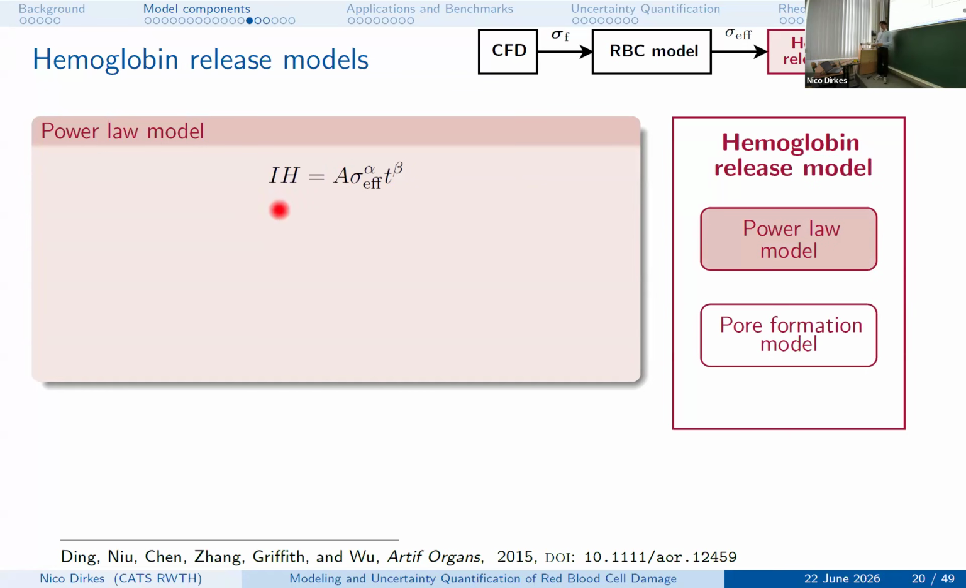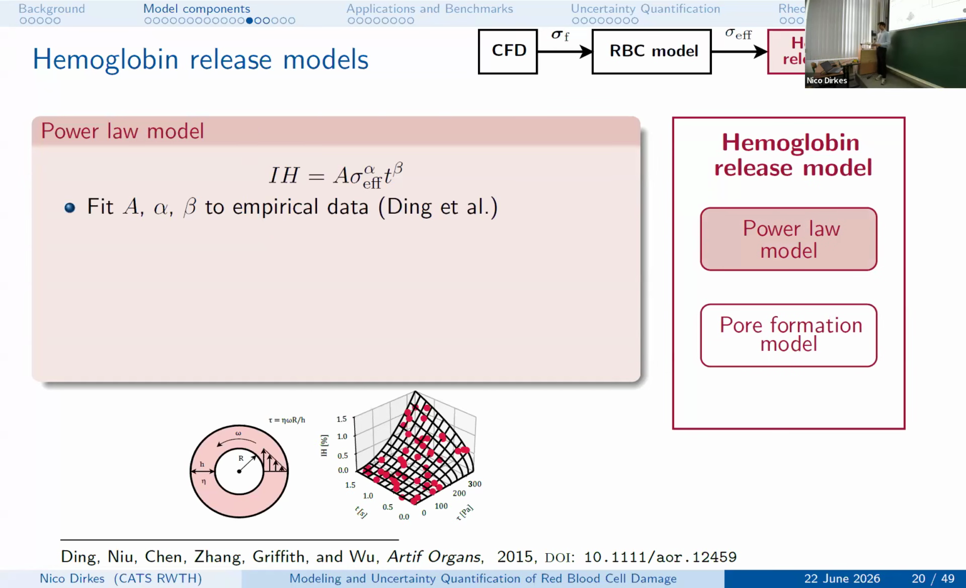This IH is called the index of hemolysis, and this is just a measure for how much hemoglobin is released from the cells. And in the simple form, we have three parameters, A, alpha, and beta, which are just fit to empirical data. So essentially, these are done using some rheometers. So it's like an outer cylinder and an inner cylinder, and you rotate some cylinder at a certain rate, which introduces some shear in this gap.